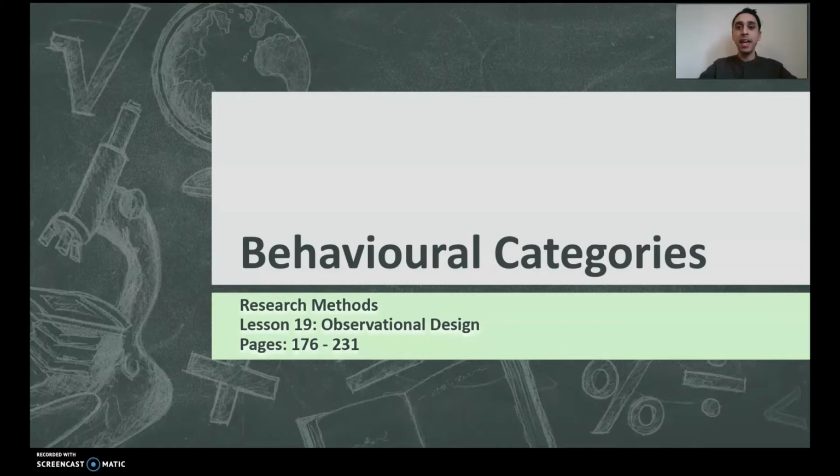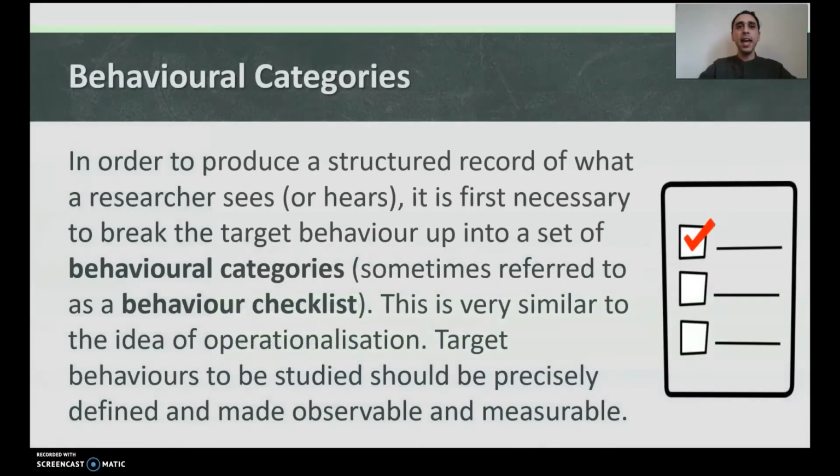You create behavior categories. In order to produce a structured record of what a researcher sees or hears, it is first necessary to break the target behavior up into a set of behavioral categories, sometimes referred to as a behavior checklist. This is very similar to the idea of operationalization. Target behaviors to be studied should be precisely defined and made observable and measurable.